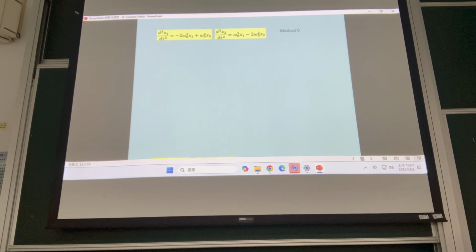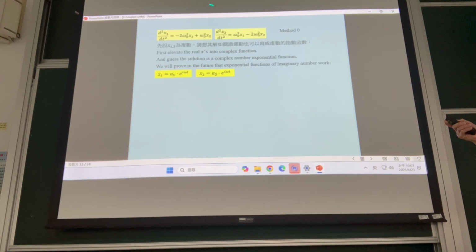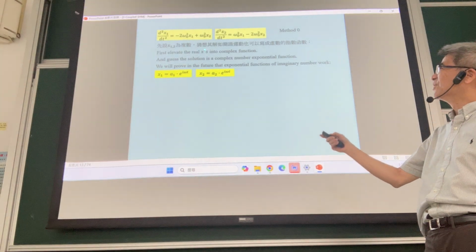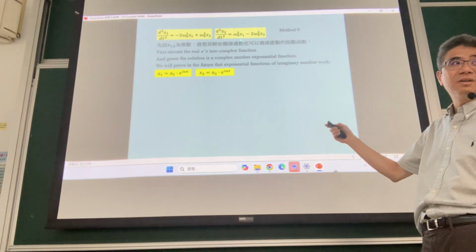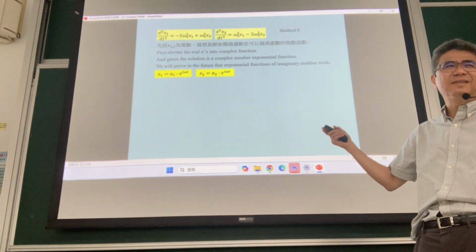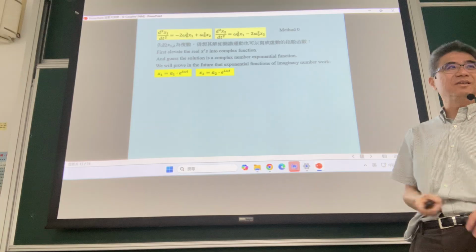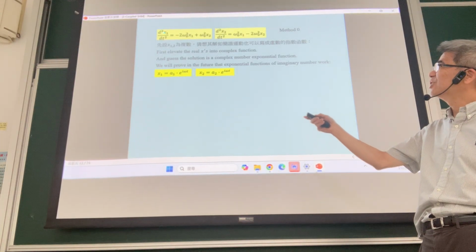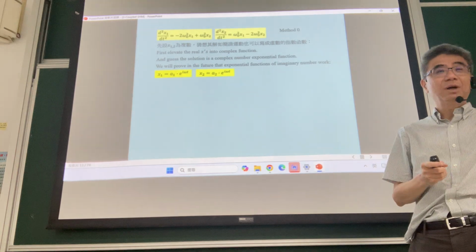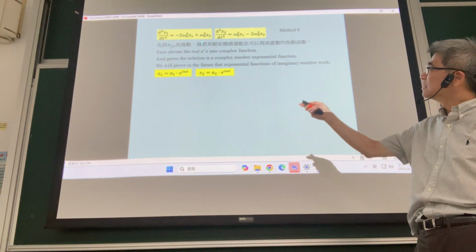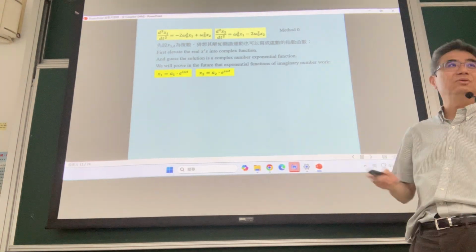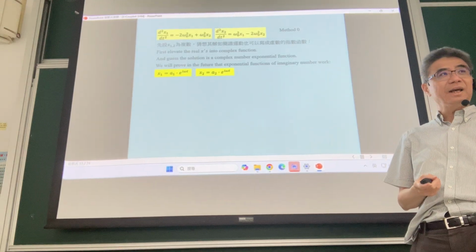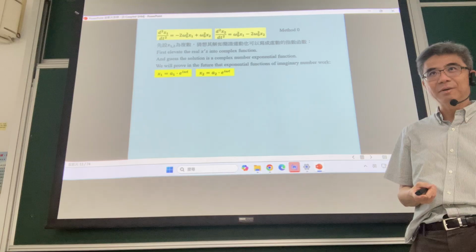I will just use the same kind of language I used. So first, I elevate all the real x into complex functions. Okay, but I don't want to write z again, because then the equation will become too complicated. So I will retain the notation x1 and x2. But you have to put in your mind that these x1 and x2 now are complex numbers. But at the end of the day, I'll take the real part. Is that okay with everybody?